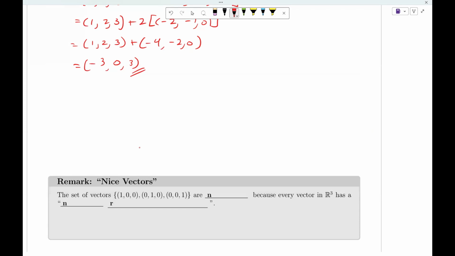The set of vectors (1, 0, 0), (0, 1, 0), and (0, 0, 1) are nice because every vector in R3 has a nice representation: (x, y, z) equals x(1, 0, 0) plus y(0, 1, 0) plus z(0, 0, 1).